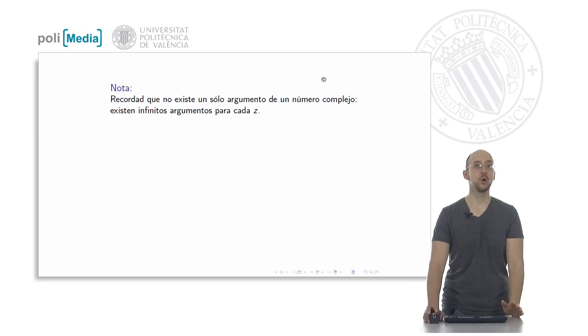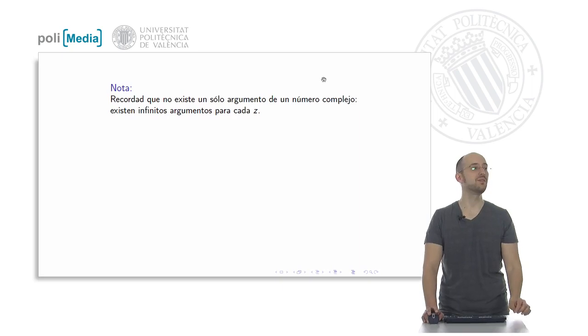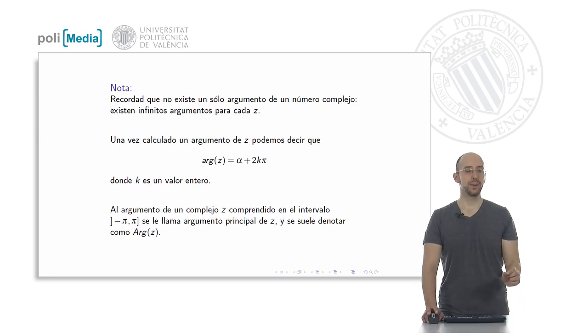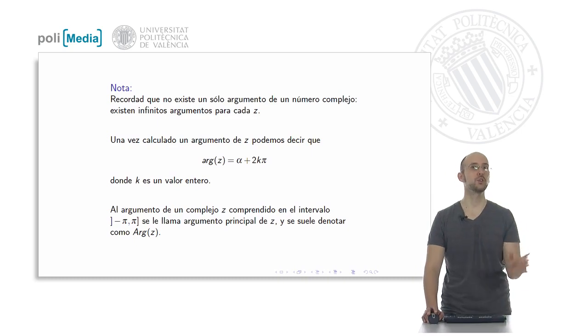Remember that there is not only one argument of a complex number, there are infinite arguments for each value of z. How is it calculated? Very simple. Once the argument is calculated, we would simply have to add 2k pi, where k is an integer value, either positive or negative. The argument of a complex number that lies in the interval between minus pi and pi is called the principal argument of z, and is usually denoted as Arg z. Note that this definition is important. As an exercise, you could review the unit and look for those arguments that we have calculated that are really principal, that is, that are between minus pi and pi. Notice that between minus pi and pi, there will only be one argument.